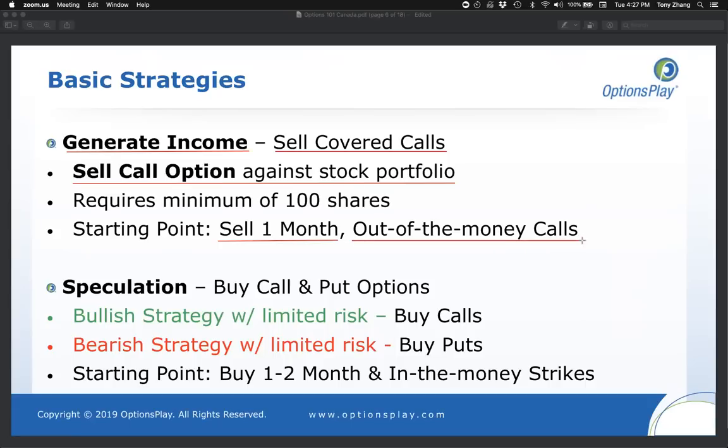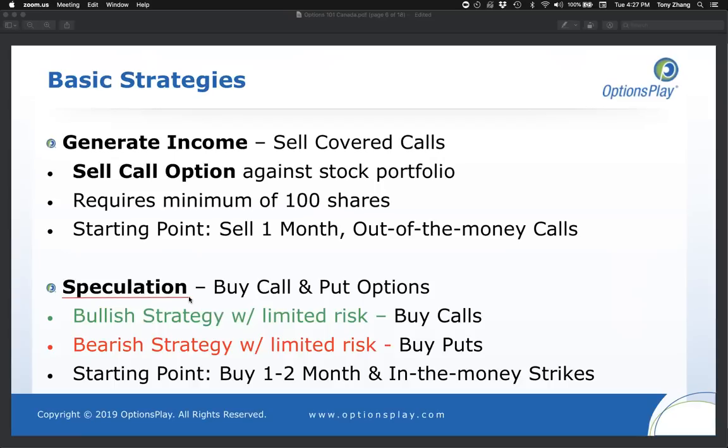And if you don't know what that means, we're going to review this and we're going to go into more detail in the next few slides as to what selling an out of the money call refers to. Now, that's the simplest strategy that you'll be approved for when you first apply for an options trading account. The second use case of options is to speculate.